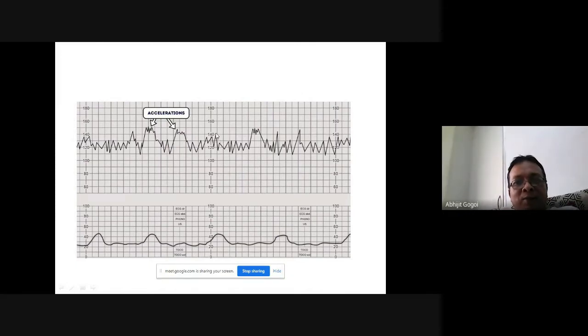So let's say this heart rate is 140. Next is at 124. So the change is below 25, so variability is also normal. And then acceleration. Now suddenly you see the heart rate has increased. 120, 120, 120, suddenly it will jump to 140, 150, or 160 like that. That sudden jump is called acceleration.